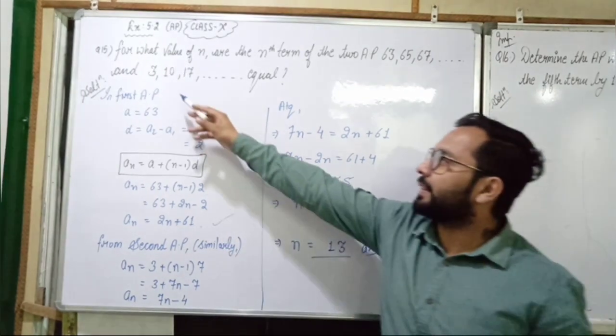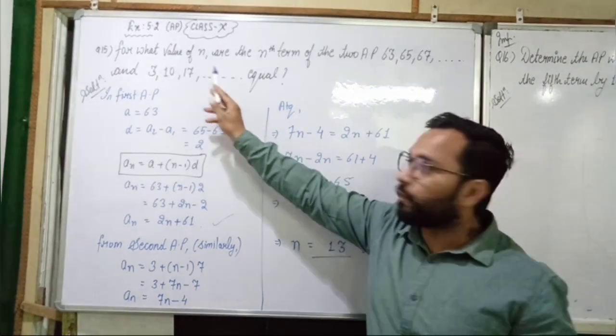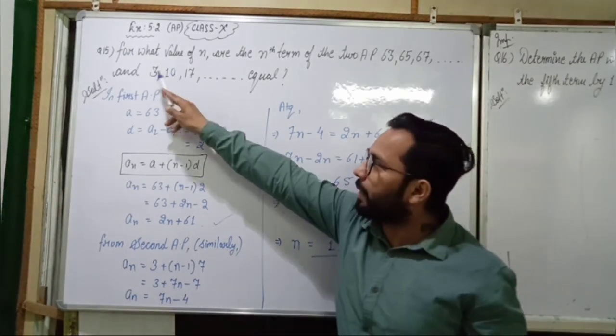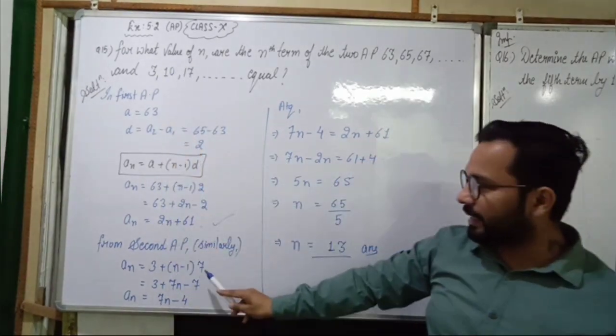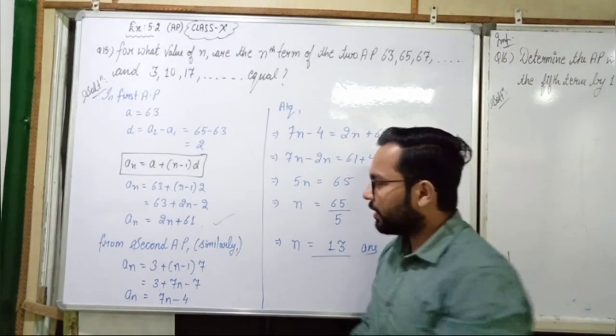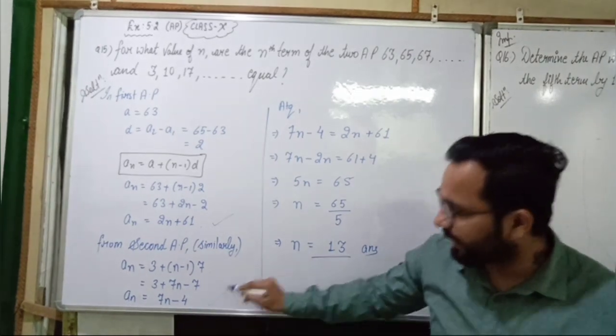What is the second AP? 3, 10, 17 dot dot dot. So the first term in the second AP will be 3 and the common difference a2 minus a1 that is 10 minus 3 that is 7. So you can write similarly and you can directly write the equation. So this is a second equation.